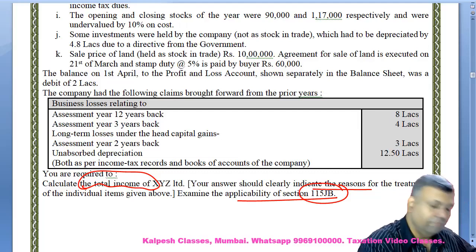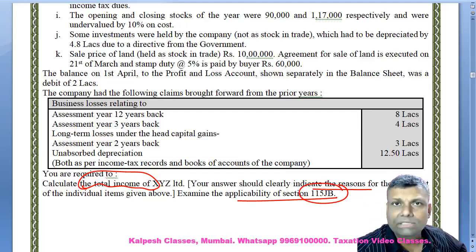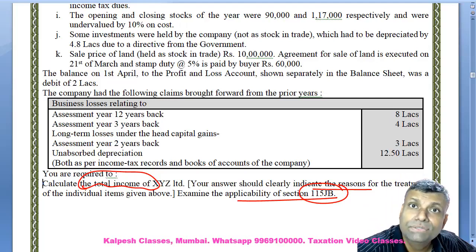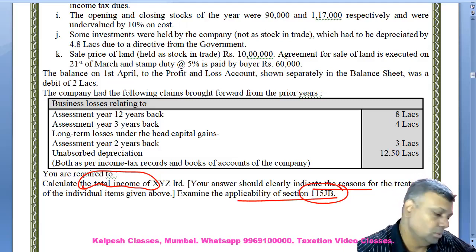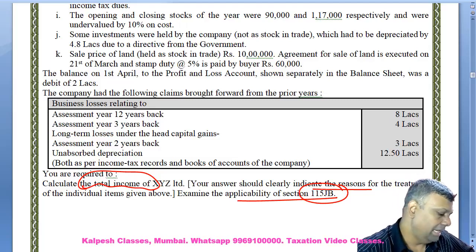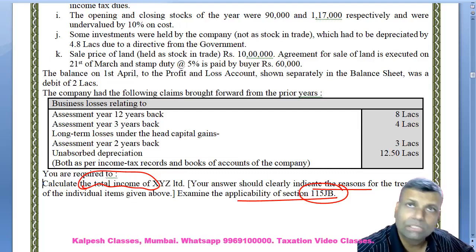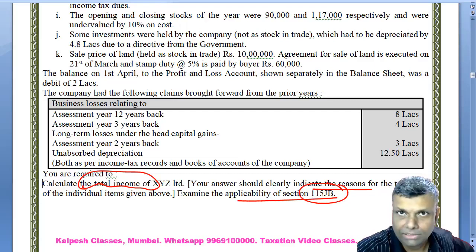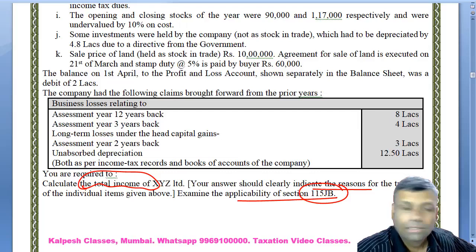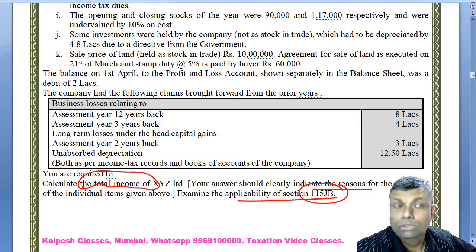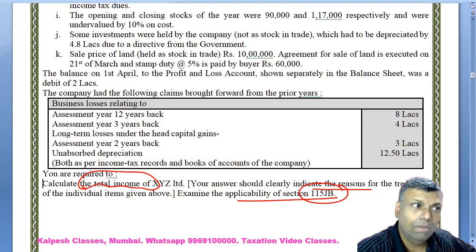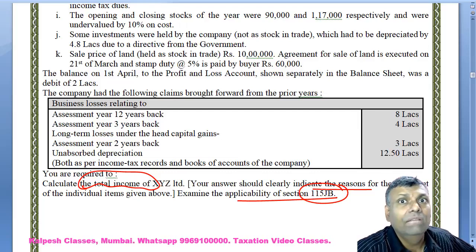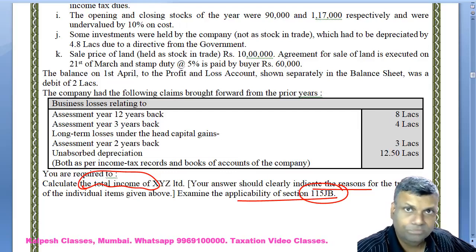Examine the applicability of 115JB also. Oh my. This statement is really bullish. That means I have to do a 115JB analysis of the situation also. Okay, so I have to do the total income calculation, and I have to do the 115JB calculation. At the same point in time, the question has not asked me to do the tax liability calculation. Clearly it is not worded that you do tax liability calculation. So you may take a call in the examination condition saying that no, I will do total income computation, I will do book profit calculation, but the tax liability working I will not do. You can take that particular view.